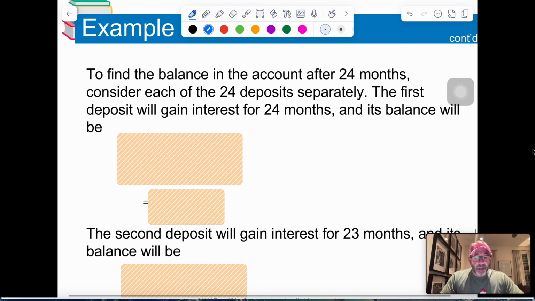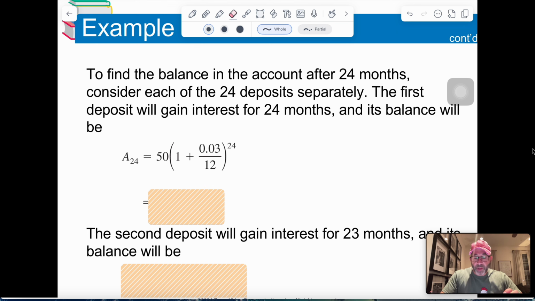To find the account balance after 24 months, we have to consider each of the 24 deposits all separately. Now, there's a bigger formula we can use for this in the financial world, but we're just breaking this down to what we're used to right now. So here's what this looks like. I'm going to take $50, and I'm going to let the $50 ride. It's going to earn interest monthly, so that's that 12 that's going on right there. And it's going to do that for 24 months.